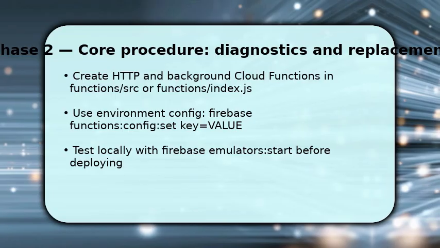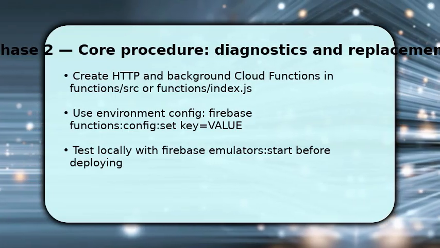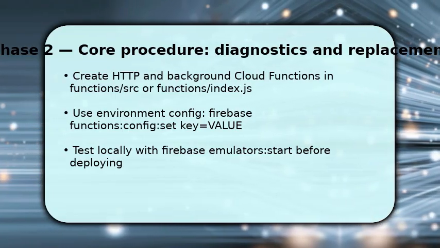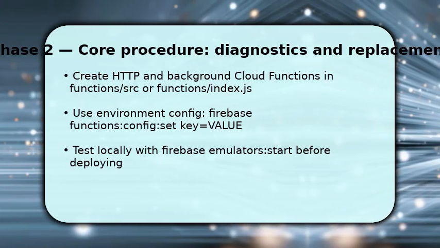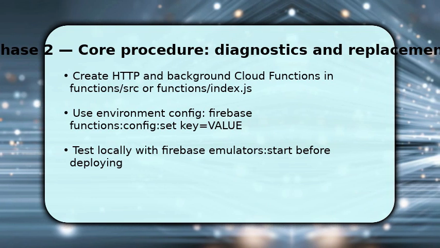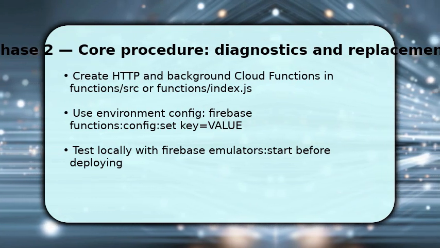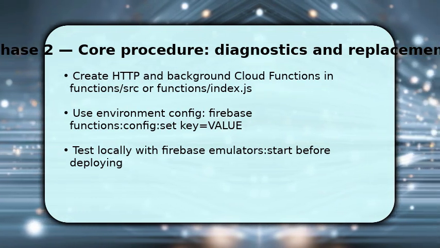Once coded, set secrets with firebase functions:config:set so you avoid hard-coding keys. Then run firebase emulators:start to test auth, functions, and database locally. When responses and security rules behave as expected, deploy with firebase deploy.